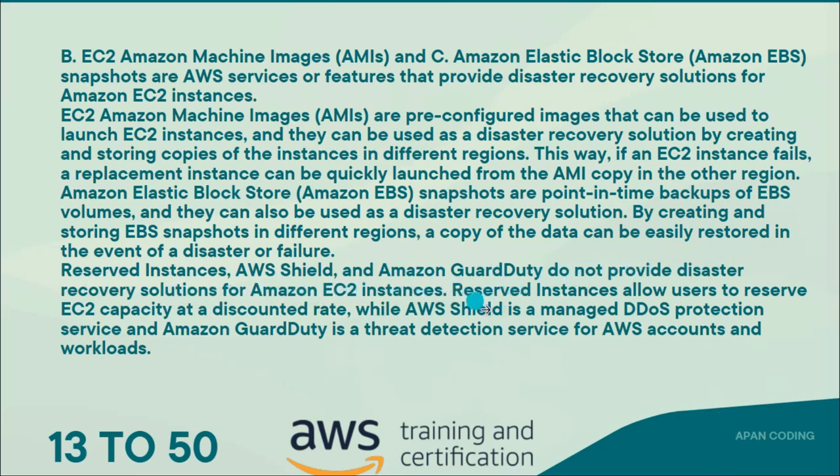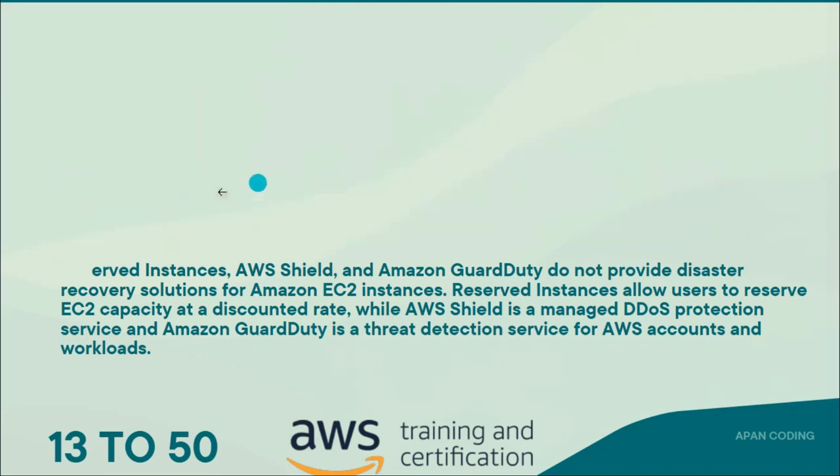instances. Reserved Instances allow users to reserve EC2 capacity at a discounted rate, while AWS Shield is a managed DDoS protection service, and Amazon GuardDuty is a threat detection service for AWS accounts and workloads. Okay, so I hope you understand, friends, AMI and EBS. Okay, now move on to the next question.